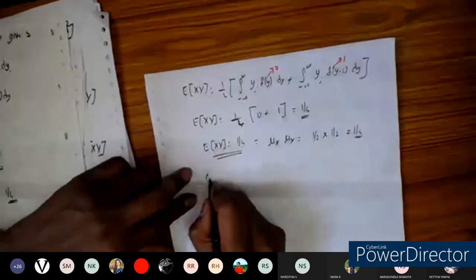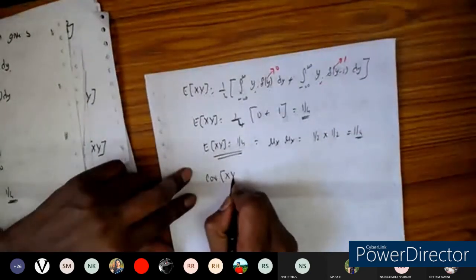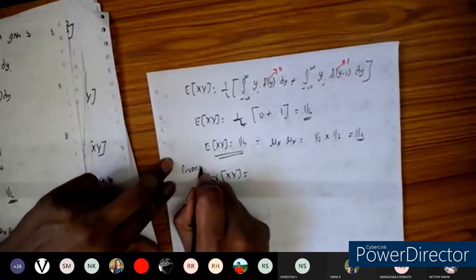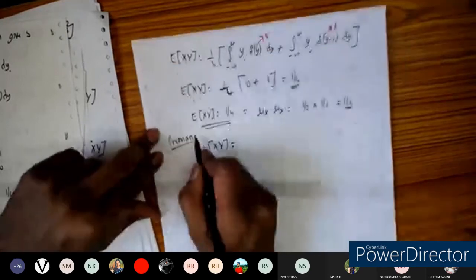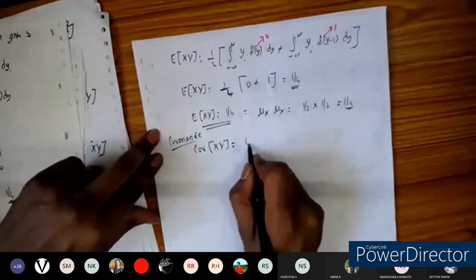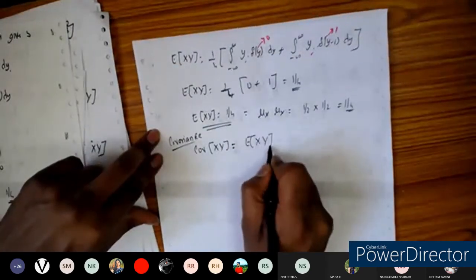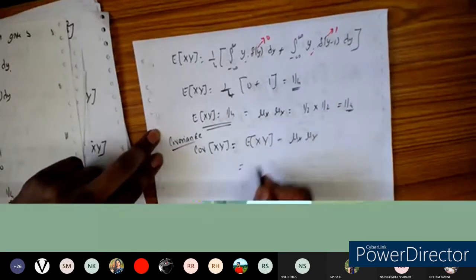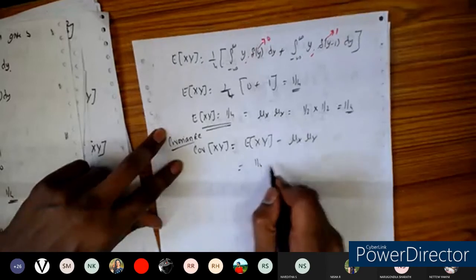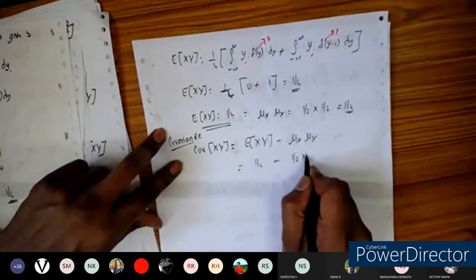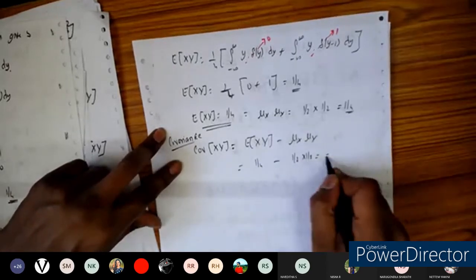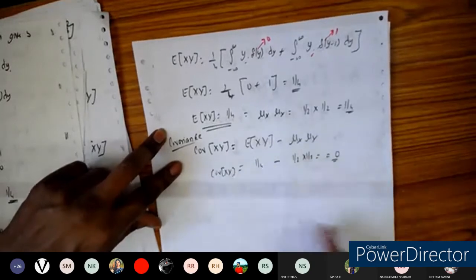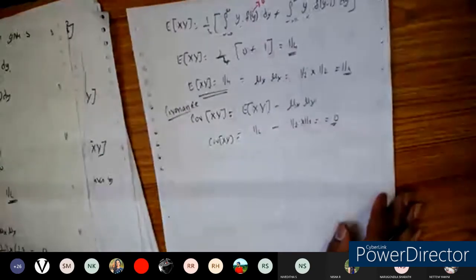We know about the covariance, right? The covariance of the random variables x and y is nothing but the difference between the correlation minus the product of their respective means. So the correlation is 1/4 minus 1/2 into 1/2. So this will become equal to 0 here. If the covariance is equal to 0, we can say that the random variables are uncorrelated.